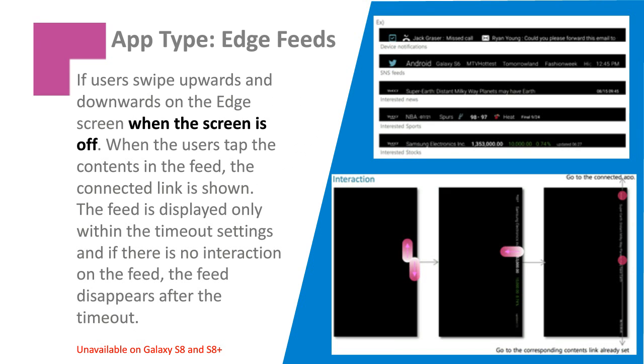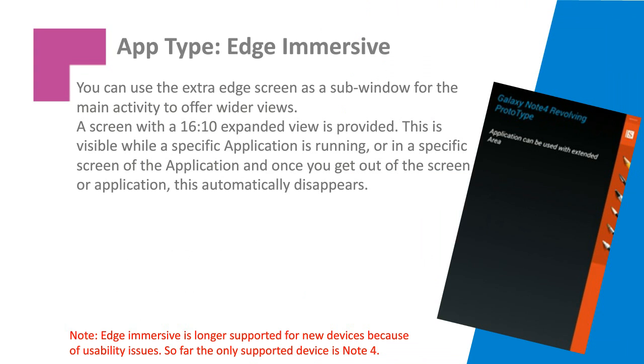Now this is Edge Feeds. It will show up on the turned off or inactive screen. When a user swipes up and down, he can invoke the Edge Feeds panel, and that's how he can swipe between different Edge feeds. Again, this is only available before S8 devices. Okay, Edge Immersive, it acts as a sub window, and it's only for the Note 4 device. Okay, now let's move on to the next slide.